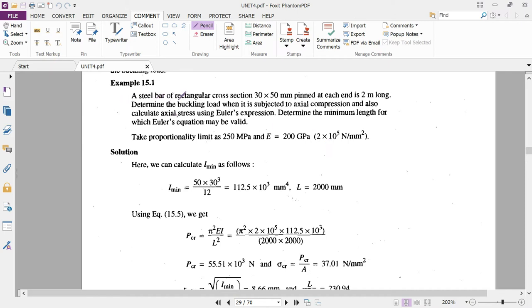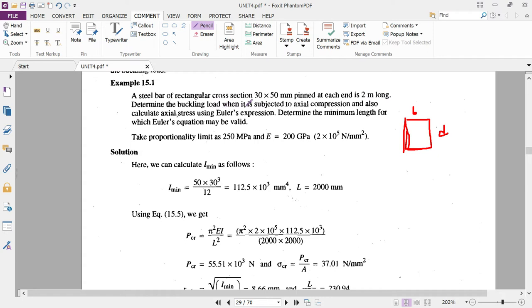A steel bar of a rectangular cross section 30 by 50 mm. So this is 30 and this is 50, the cross section area of a steel bar. This is the width of the section, B, and this is the depth of the section, D. Pinned at the end, that is, hinged at each end, it is 2 meter long.